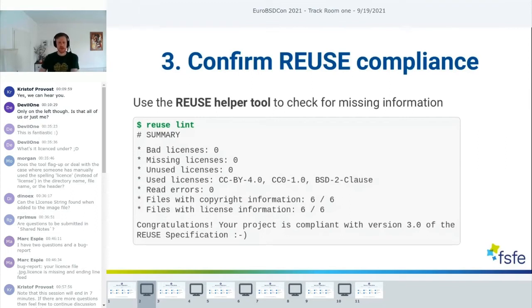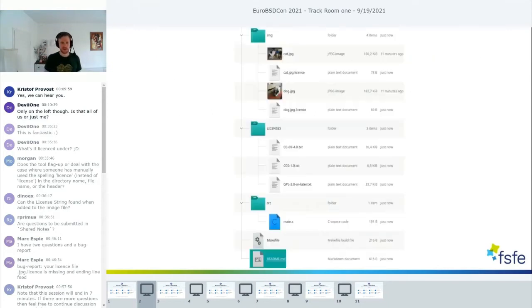In this very simple repository, we have only 6 files. And we say we have here now used licenses: CC BY, the BSD 2 clause, but also CC0. We will see that later because we have one additional CC0 file, for instance. And the last line is the most important one. It says your project is now compliant with the current version of the reuse specification. So great. In the end, your repository might look a little bit like this.